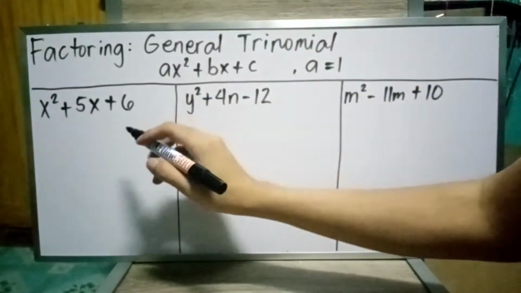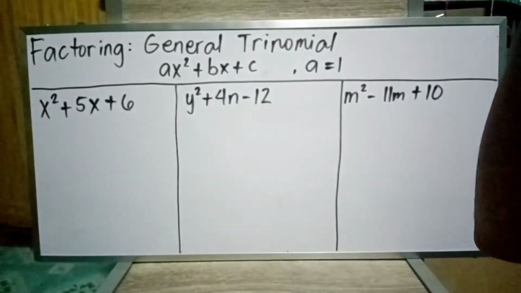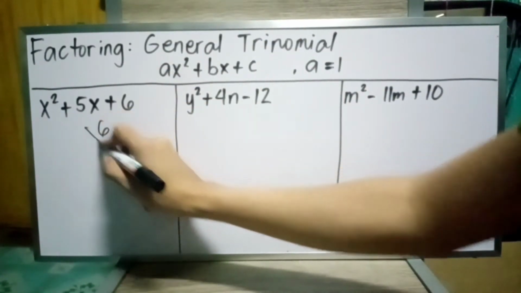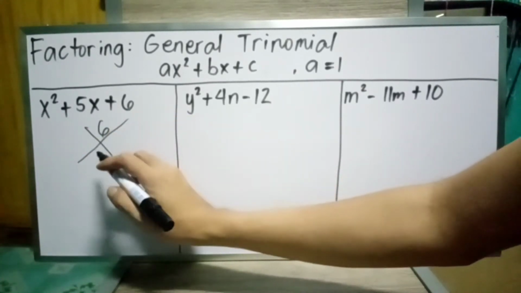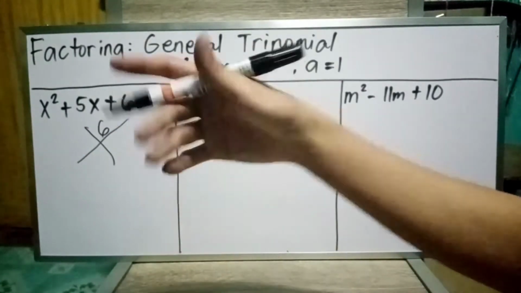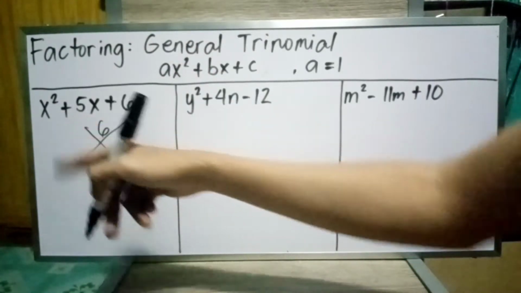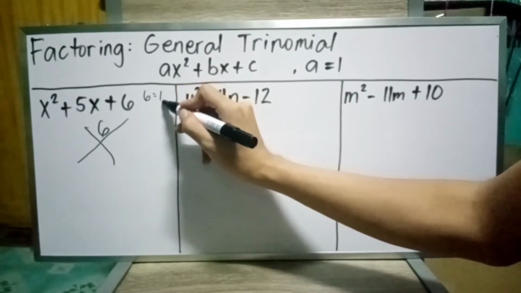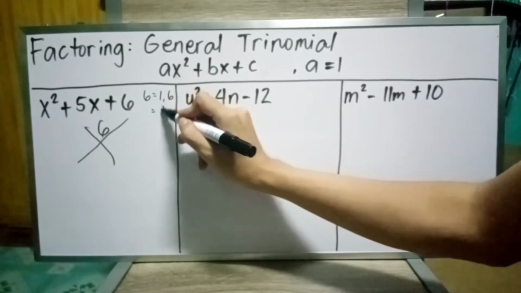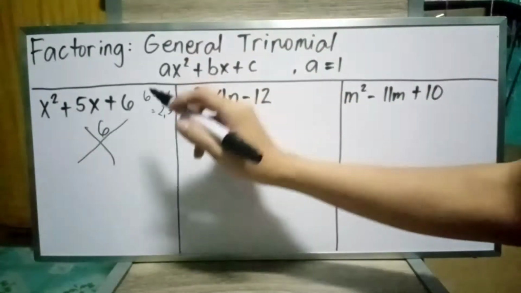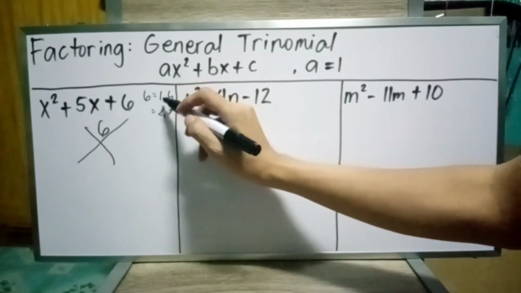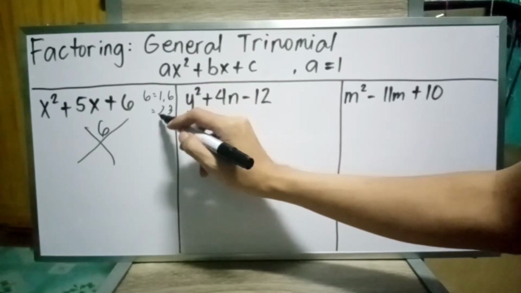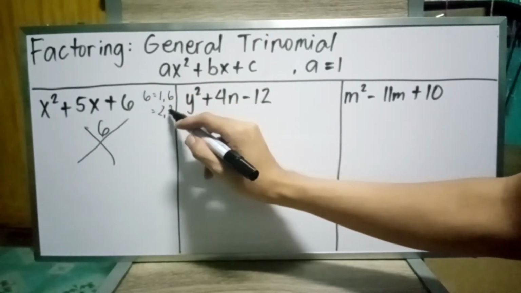First thing we have to do here is to get the constant number. The constant here is 6, because 6 is the one that doesn't have any coefficient of x. You're going to think of a factor of 6 that will give you a sum of 5. So what are the factors of 6? It can be 1 and 6. It can be 2 and 3, right? So 1 times 6, that is 6. 1 plus 6, that is 7. So it cannot be. How about 2 and 3? 2 times 3, that is 6. 2 plus 3, that is 5.